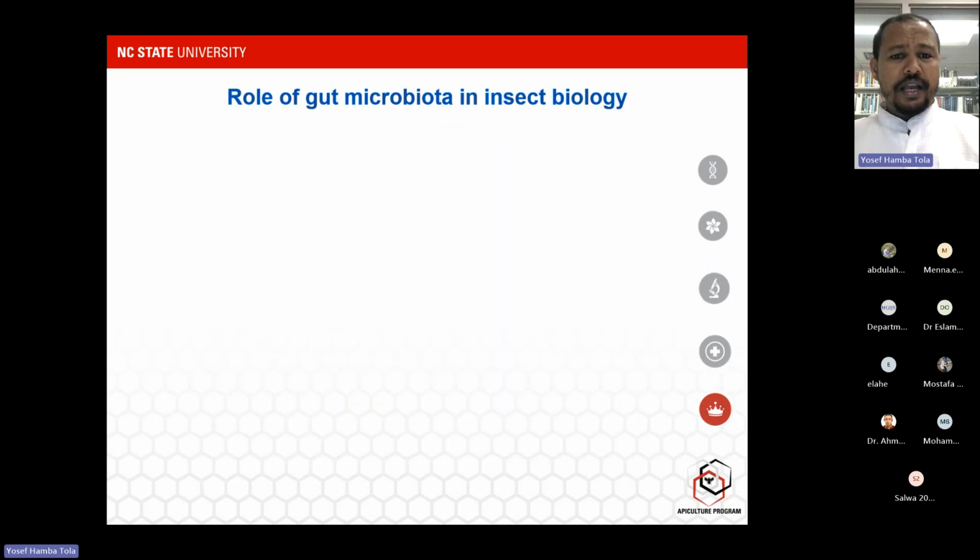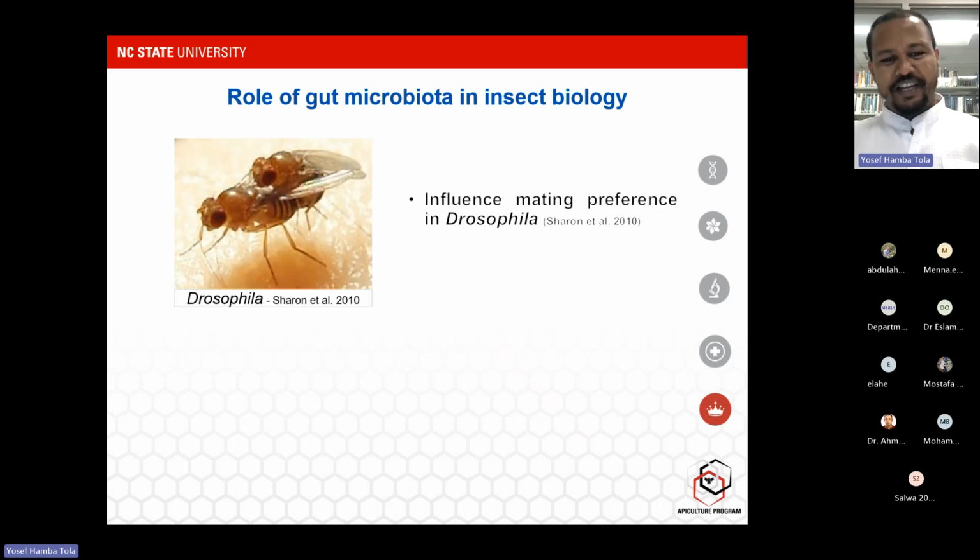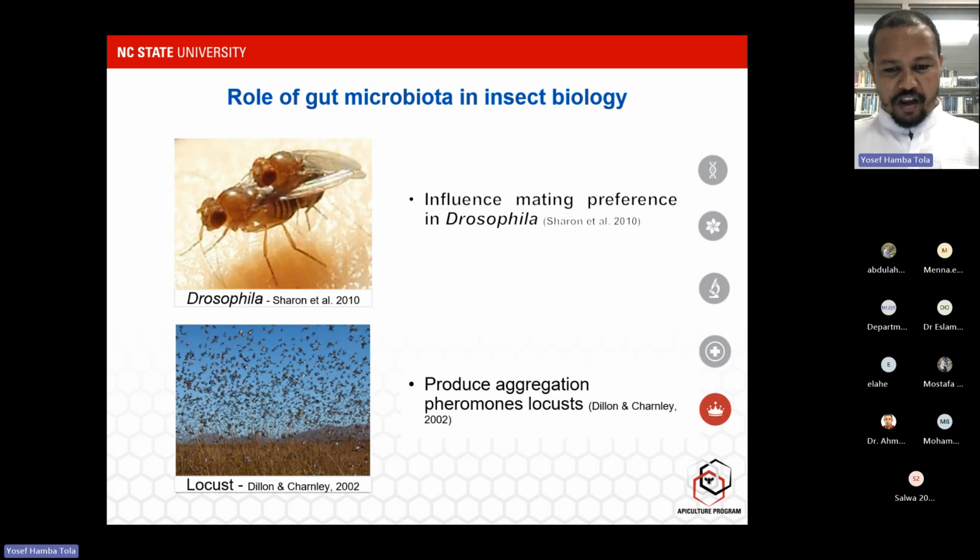Now, microbiomes are not only in bees; they also play different roles in other types of insects. For example, in Drosophila, microbes play a role in influencing mating preferences. And in locusts, they play a role in producing the aggregation pheromones. You know, the way locusts live and fly together. The symbiont can help them produce the aggregation pheromones, which helps them to aggregate.